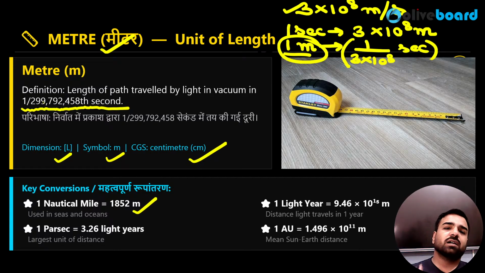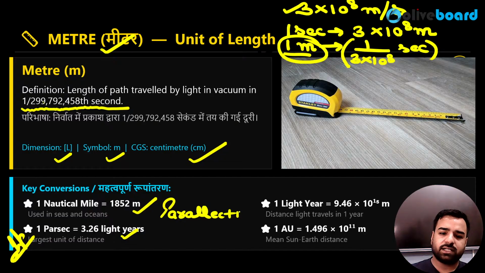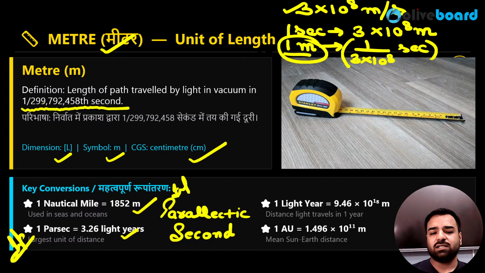Similarly, if the distance is very high, the largest unit of distance is the parsec, which is equal to 3.26 light years. And do you know what the full form is? The full form of parsec is parallactic second. And all these questions have been asked in your examinations previously. Full form, the largest unit, and so on.